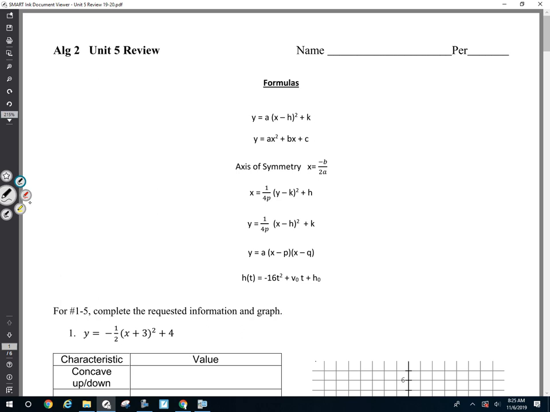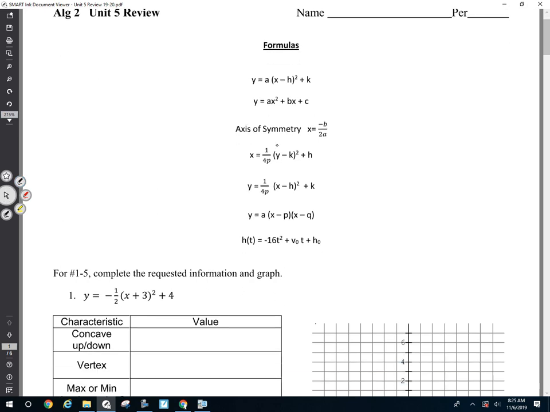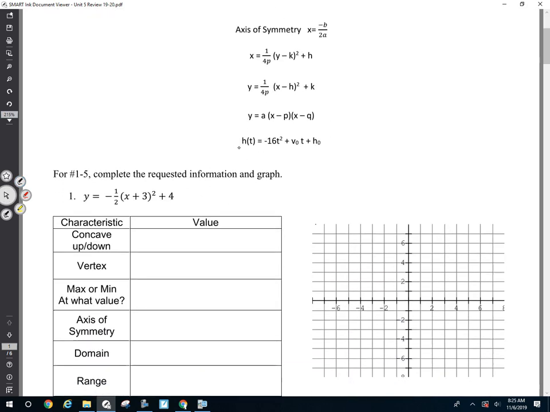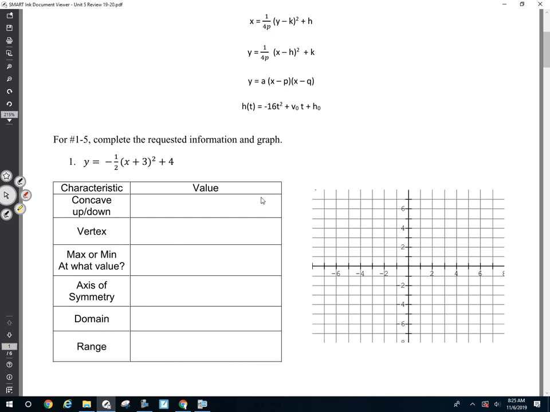All right, here's the Unit 5 review for Algebra 2. You'll be given these formulas for the test. You just got to understand how to use them. For 1, 2, 3, 4, 5, we're going to have different formats of our quadratic, and we need to be able to graph it and talk about all of our characteristics of it.